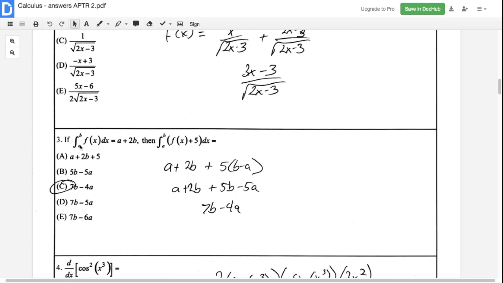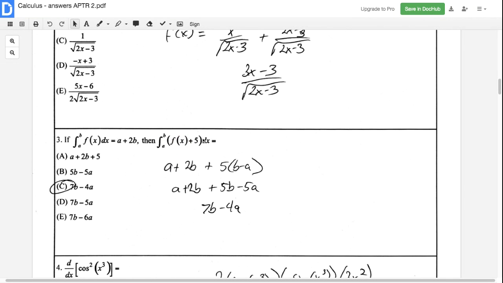On 3, if the integral from a to b of f of x equals a plus 2b, then what is the integral from a to b of f of x plus 5? So I did this in pieces. So I did just this piece right here, and it says that's equal to a plus 2b. So that's what I did.